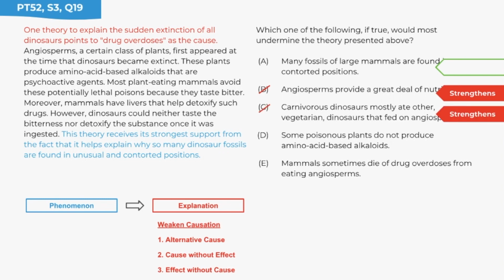Answer choice D. Some poisonous plants do not produce amino acid-based alkaloids. What these other poisonous plants are doing, whether they are or aren't producing amino acid-based alkaloids, they're still poisonous, right? And we have no clue whether these are the angiosperms, so they're simply out of scope. E. Mammals sometimes die of drug overdoses from eating angiosperms.